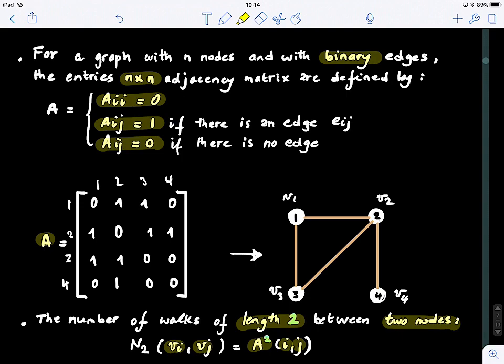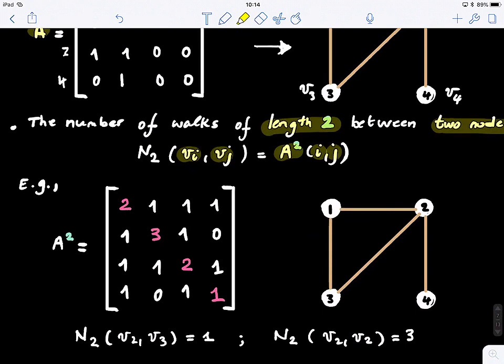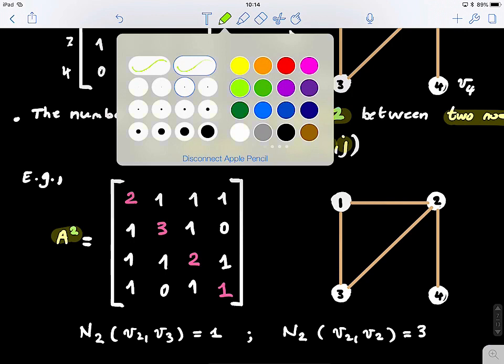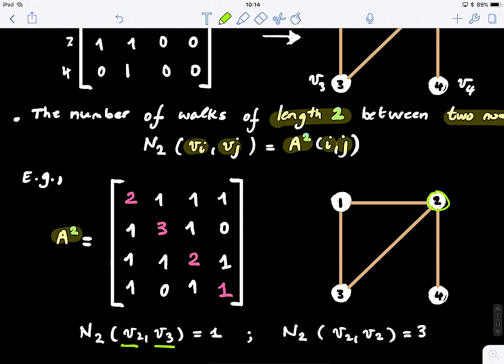Now let's verify this. I would like you to look at this matrix, which will give us the walks of length 2 between two nodes in this graph. For example, if I take V2 and V3, or I take V2 and again V2, you will see we have different numbers. Can you see the walks?